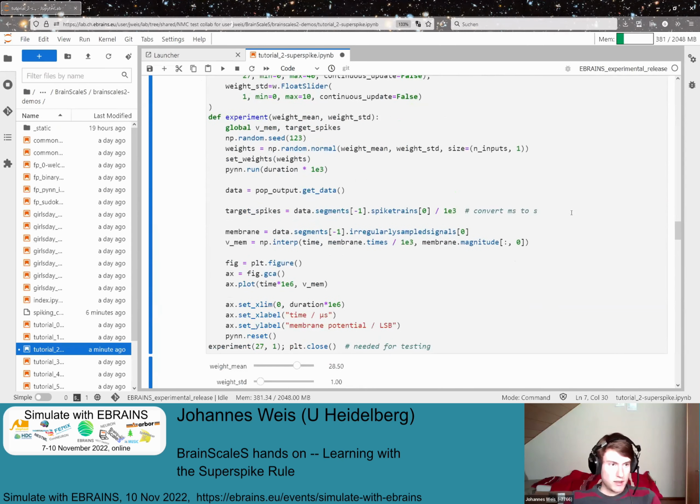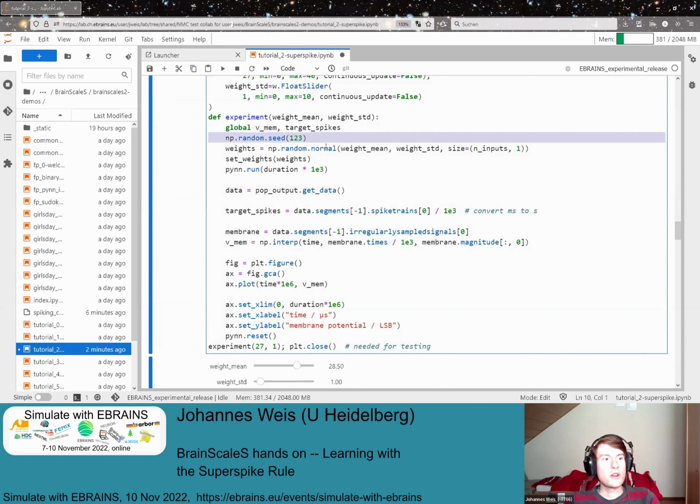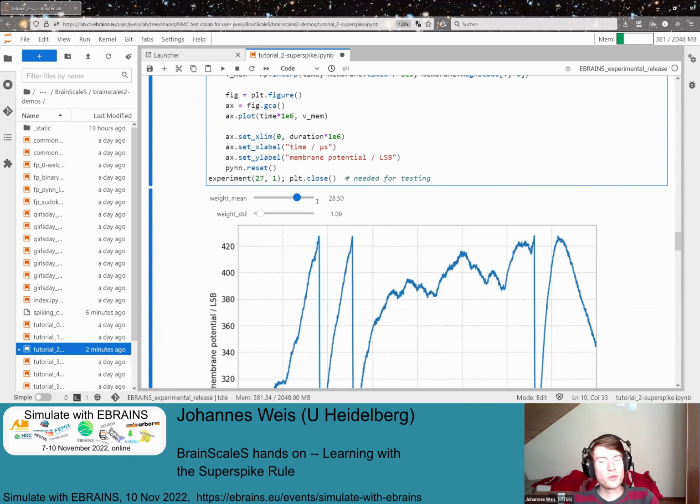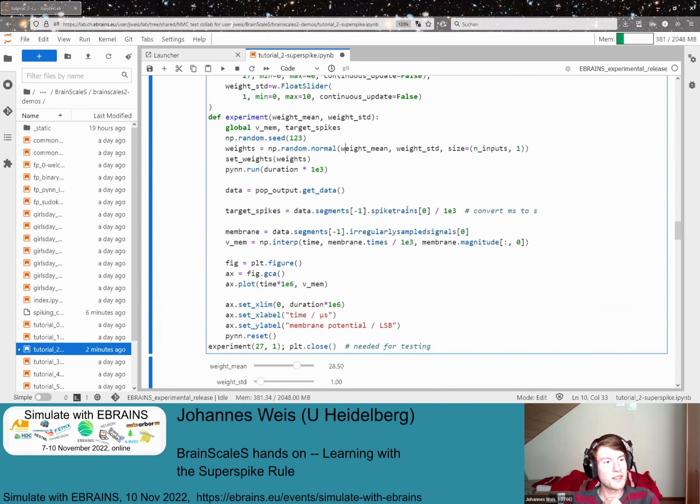Maybe let's just go through the code for this cell again quickly. We again set a seed here before we draw the random weights. So this is helpful in order that when you adjust the weight, your trace becomes reproducible. Otherwise, it would just behave totally random. And it could be that you just lowered your weight mean, but you had more spikes because randomly they were a bit higher. And we configure those weights and run the network.